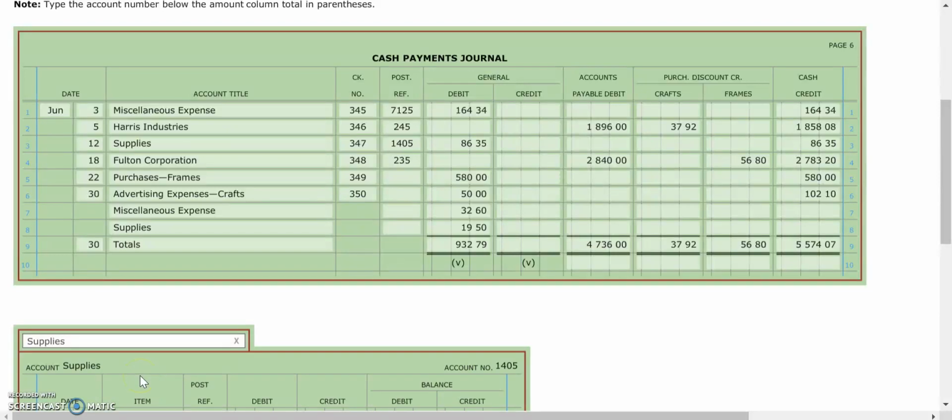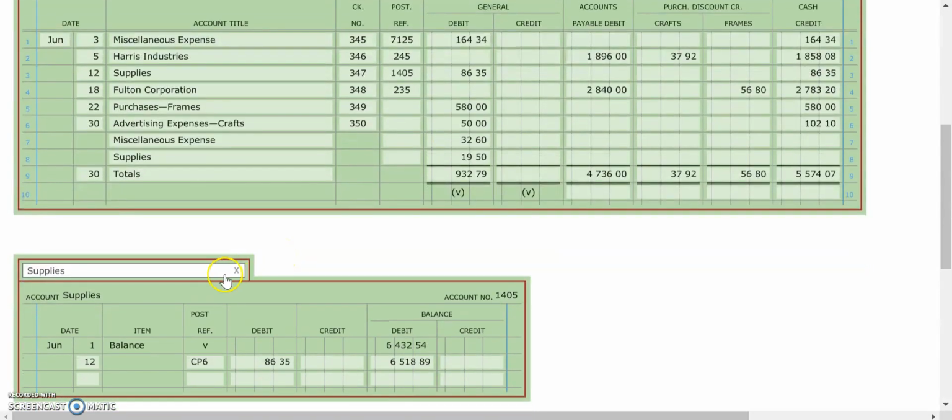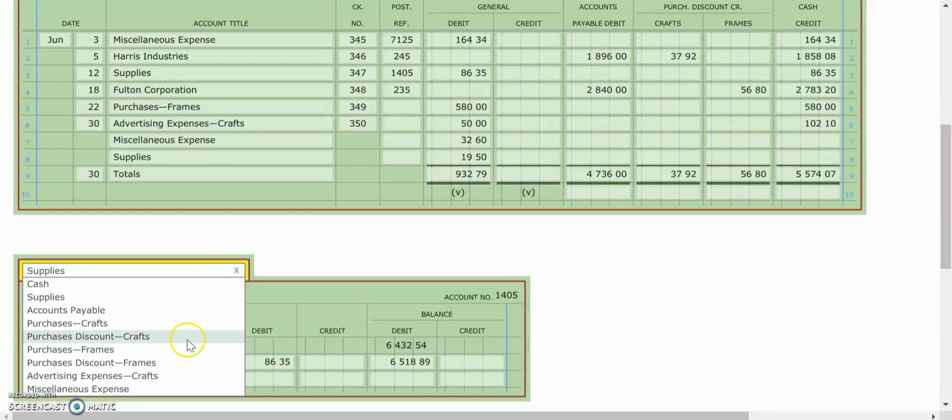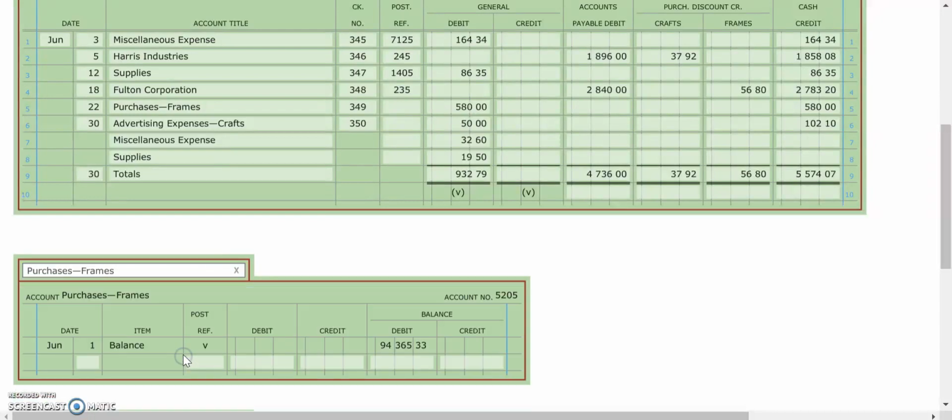Okay, welcome back. We are continuing on with posting individually. So we're on our purchases frames. So that's going to be in our general ledger. So go down and find purchases frames, and we're going to plug in the 22nd, CP6, and then it is a debit for 580. And again, because purchases is an asset and has a normal debit balance, we're going to add this together.